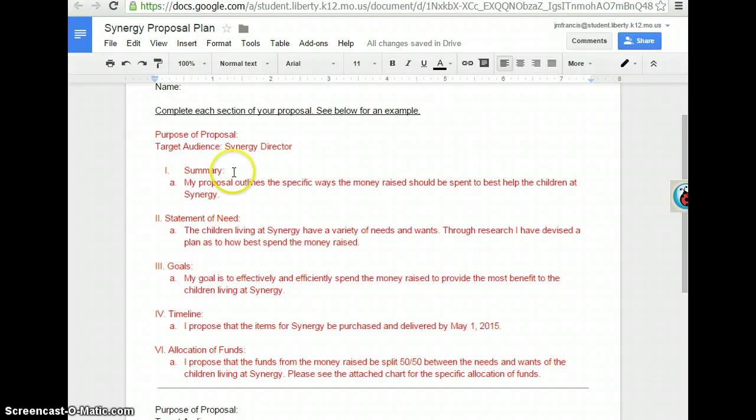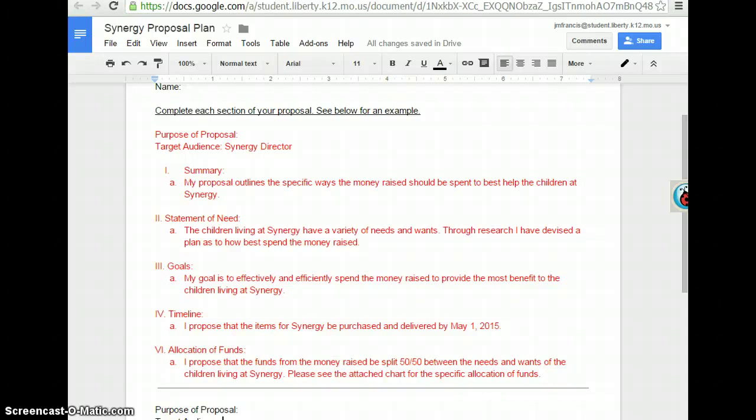And you'll see here the first thing that you need is a summary. Then you're going to need a statement of need. You're going to need to outline your goals. You're going to need a timeline, so what time frame are you looking at to complete this? And then we are adding a section where we're going to allocate the funds. And allocation of funds means this is how we want to spend the money.